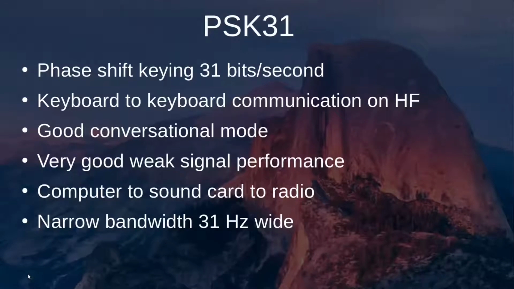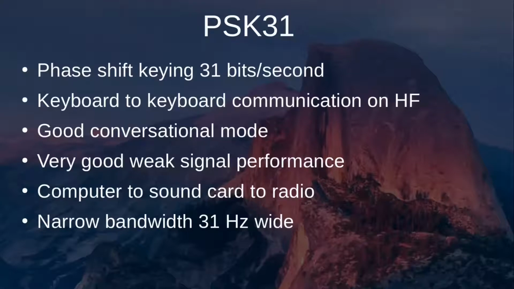Now we'll get into various HF digital forms of communication. The first is called PSK31, or phase shift keying, and given the name, this occurs at 31 bits per second. It is keyboard-to-keyboard communication on HF. It is a good conversational mode, meaning you can type text back and forth to each other, and it has very good weak signal performance.